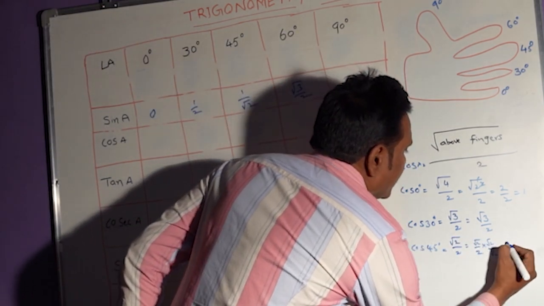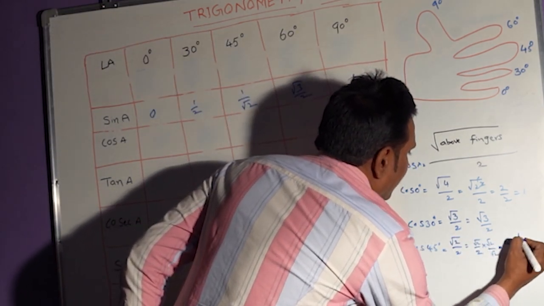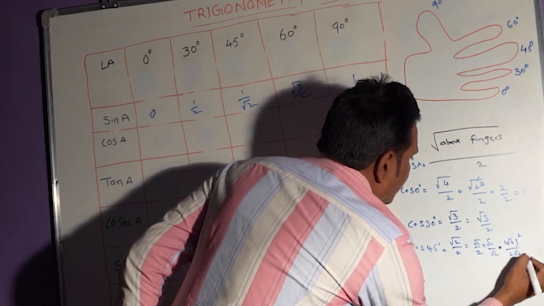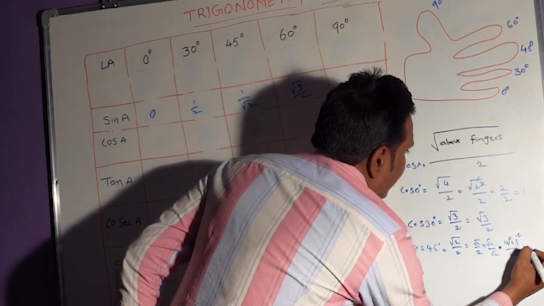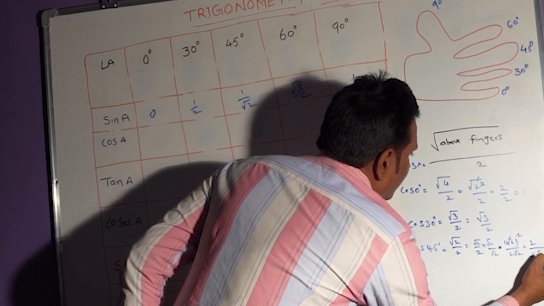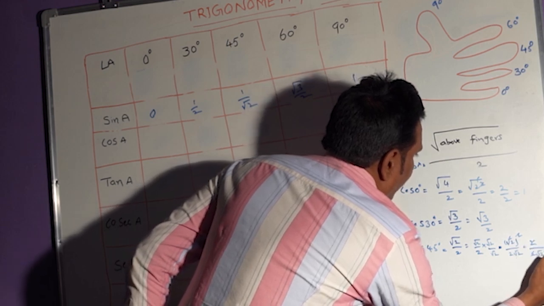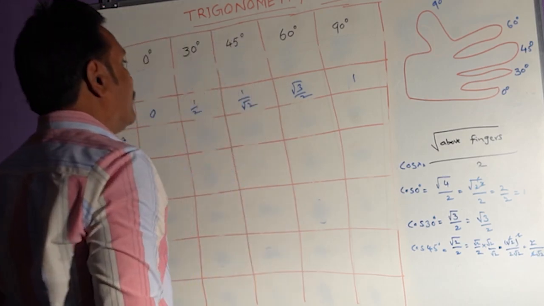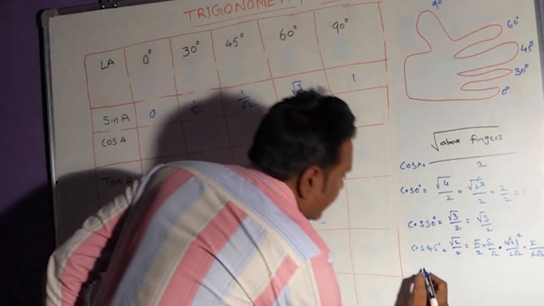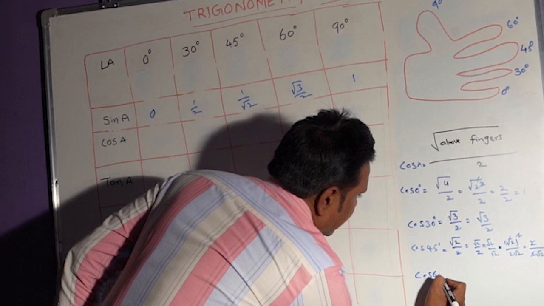Then root 2 into root 2 is equal to root 2 whole square by 2 root 2. Square root cancel. 2 by 2 root 2. 2 is cancelled. 1 by root 2. Okay. Next, cos of 60 degrees.